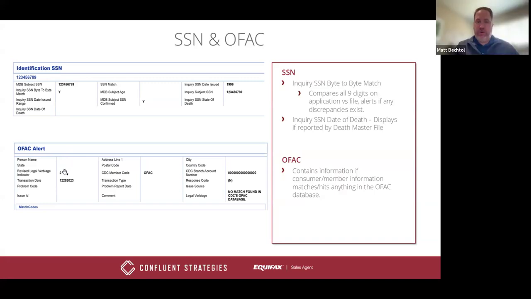OFAC alert, of course, we're running against OFAC. We provide you if there's an OFAC hit and give you that information, and then you're able to take that and proceed as you would need to if you got an OFAC hit. But for the majority of consumers, it's just documentation that you actually ran it against the OFAC database and they passed. Okay. If there was a match, what would that look like?